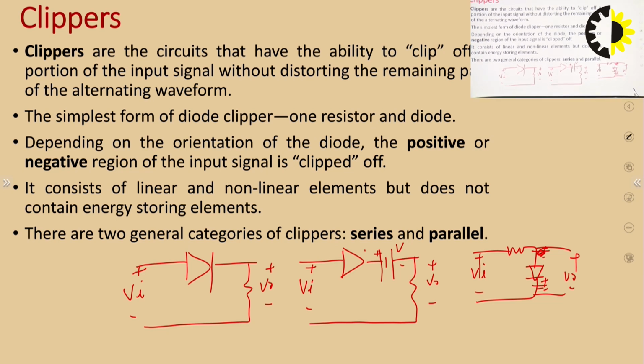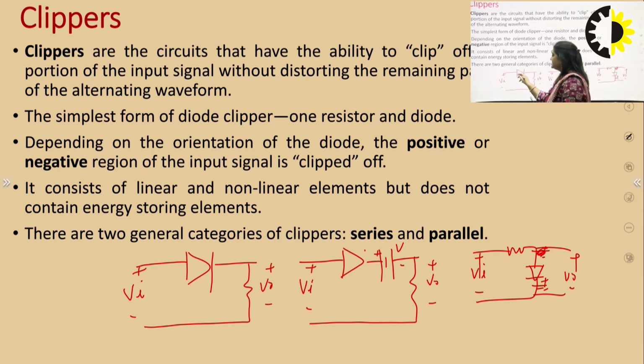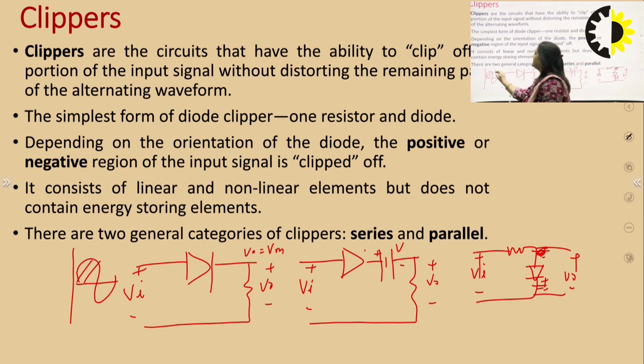In this circuit, the diode will be forward biased for the positive half of the input cycle. Like this is the input wave. For this positive half, the diode will be forward biased, so it will act as a short circuit. In that case, output would be equal to Vm if the peak value of the signal is Vm. And in the negative half cycle, the diode will be reverse biased, so it will be an open circuit and output would be equal to 0.